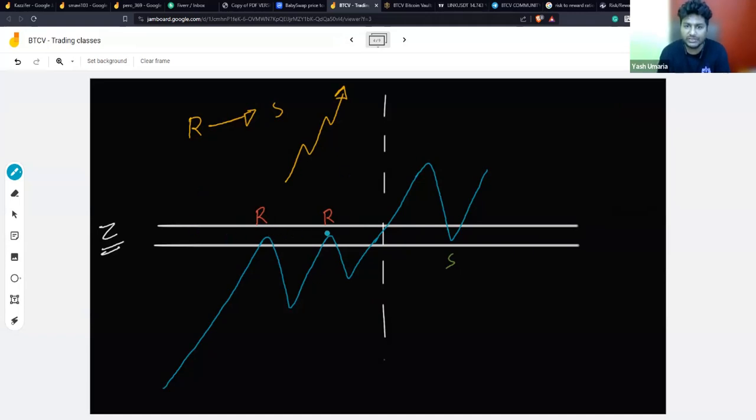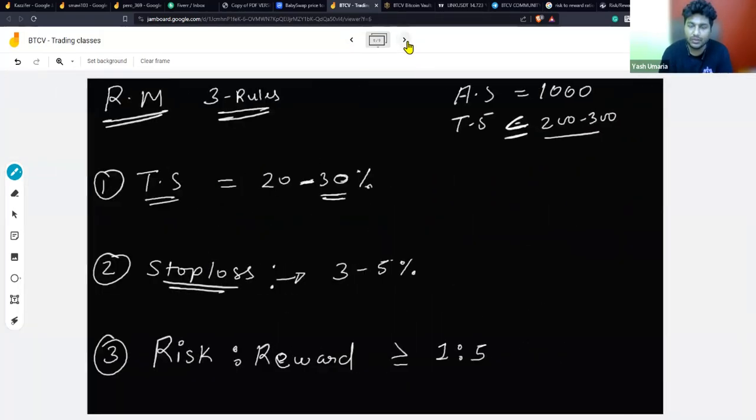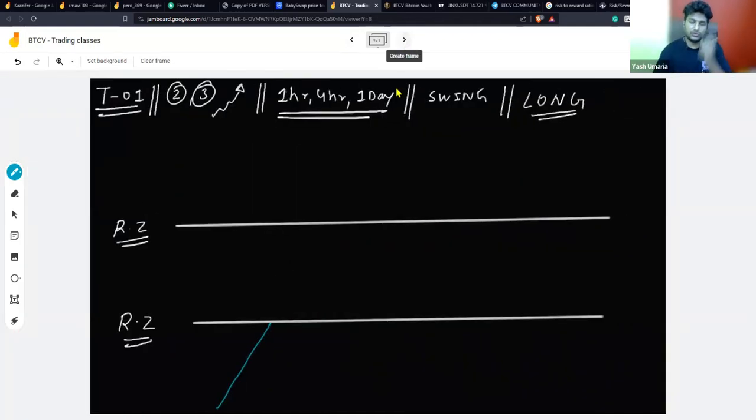Okay. So after touching some times, I gave you the example of a wall. If you keep hitting the wall again and again, the wall will eventually get broken, right? The same logic you will apply. So if you want to break this resistance, then of course we have to hit it maybe 1 or 2 times. And let's say on the third time the market moved up by breaking this resistance level.